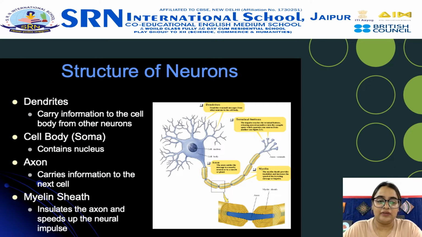First, we are going to discuss the structure of neurons. First, we have dendrites, which carry information to the cell body from other neurons. Then we have cell body, which is also known as soma, and it contains nucleus. Then we have axon, which carries information to the next cell. Then we have myelin sheath, which insulates the axon and speeds up the neural impulse.